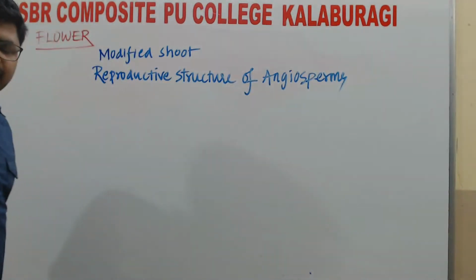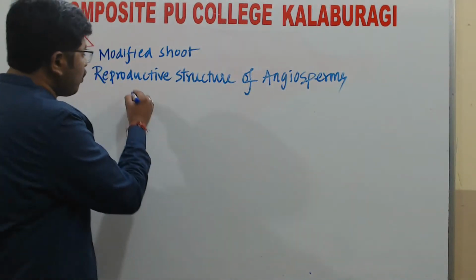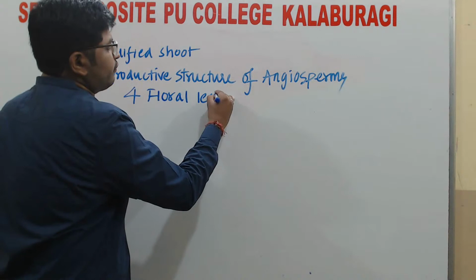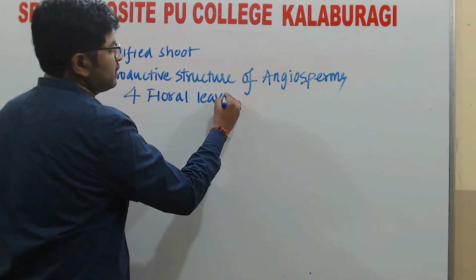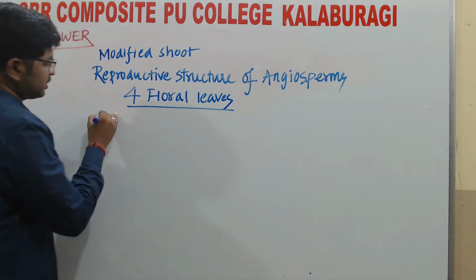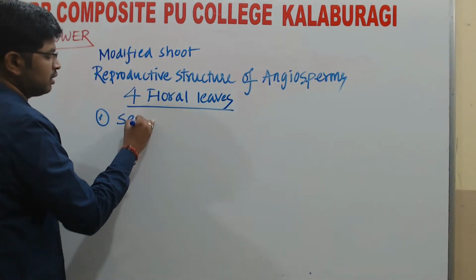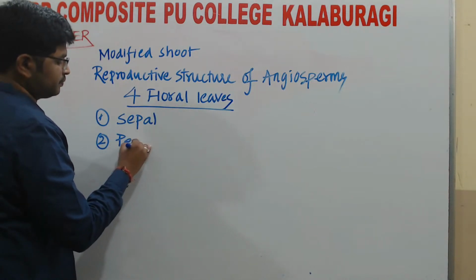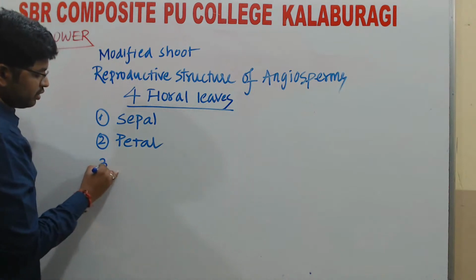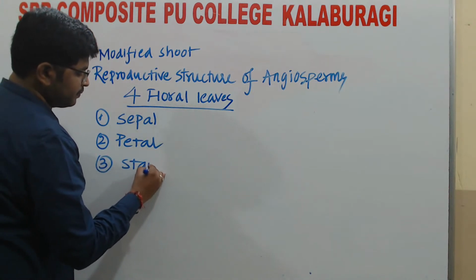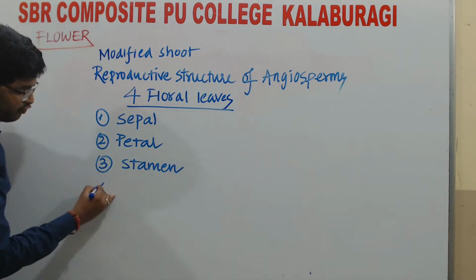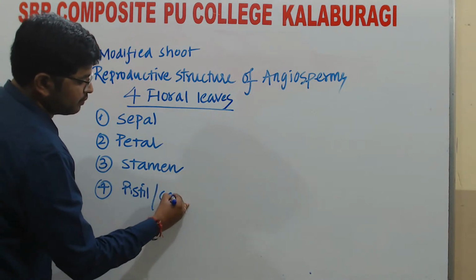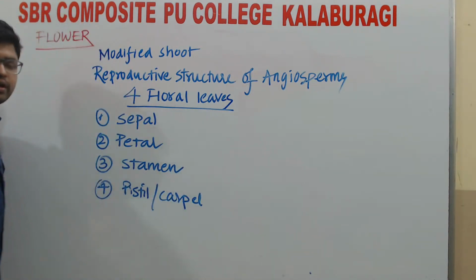Okay, so flower is made up of four floral leaves. What are the four floral leaves? The first is the sepal, second is petal, the third is stamen, fourth is pistil or carpel. These are the four floral leaves.